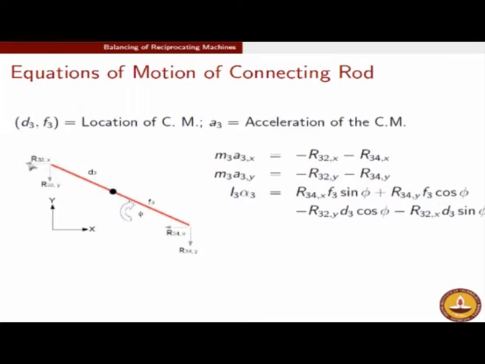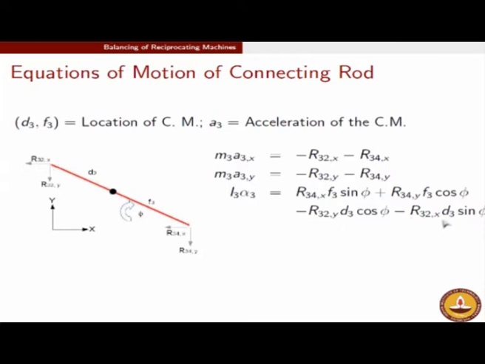The moments created because of these forces are going to create a counterclockwise moment about this point, and therefore they come with a negative sign, and it is easy to find out that the moment arm corresponding to R32,y is D3 cos phi and R32,x is D3 sin phi.